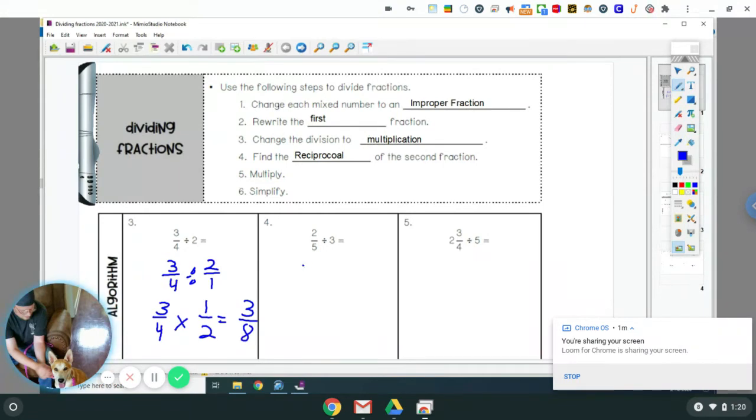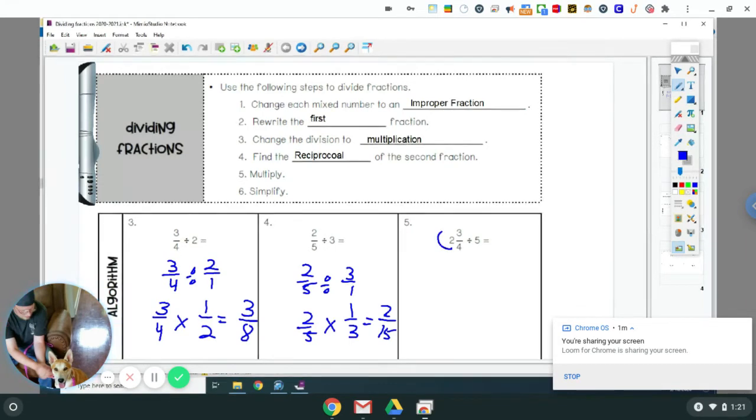And let's try that again. So I'm going to do 2/5 divided by 3 over 1. So I'm going to keep it, switch it to multiplication, and flip it to the reciprocal. So 2 times 1 is 2. 5 times 3 is 15. 2/15.